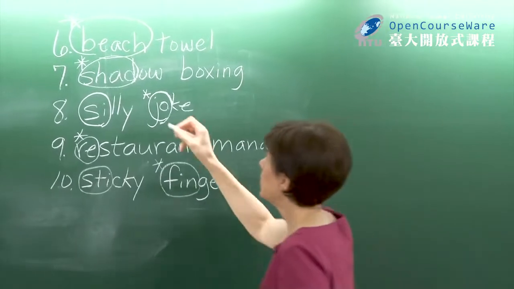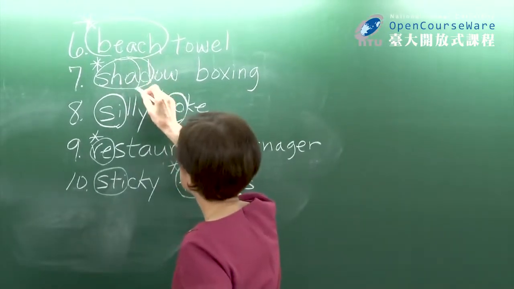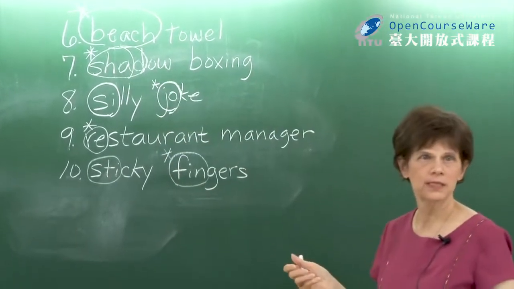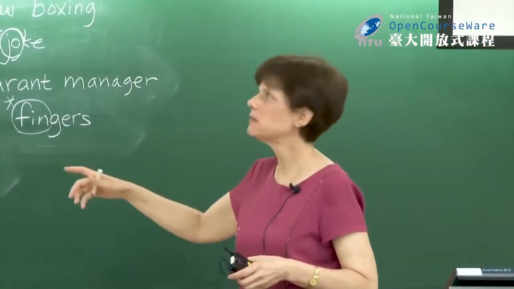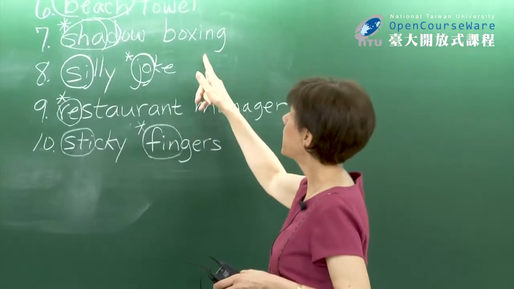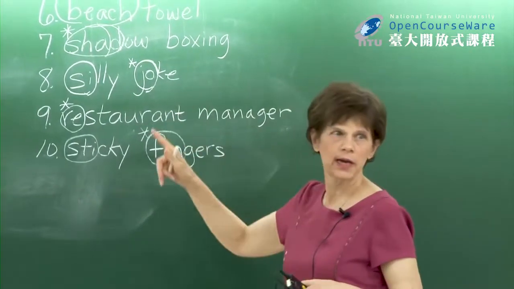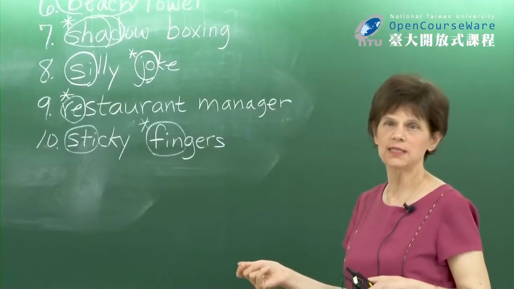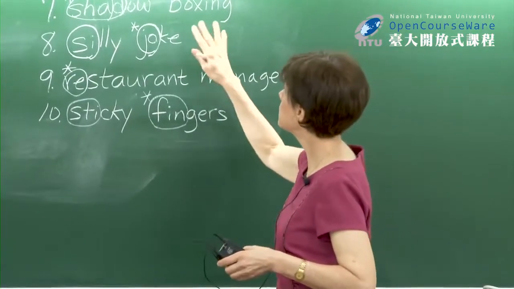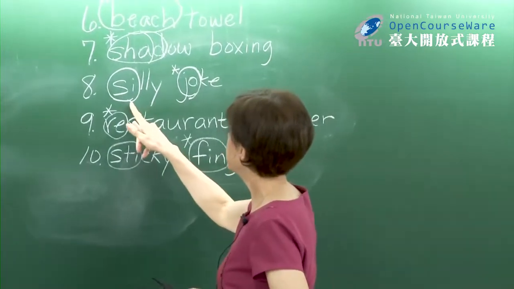Good. S-H-A would be my preference. Shadow, that's the way I say it. Shadow, instead of shadow. Shadow is more natural, but it's okay. It doesn't really matter. Shadow, boxing. Boxing here is what kind of a word? It's a gerund. It's a gerund, a verbal noun. We're using it as a noun. All right, eight, read it.